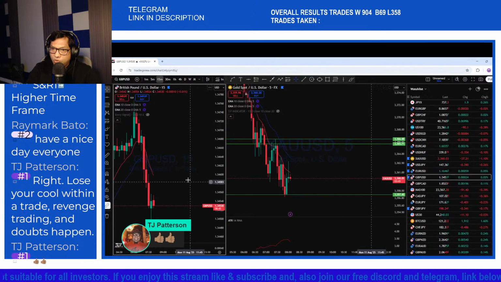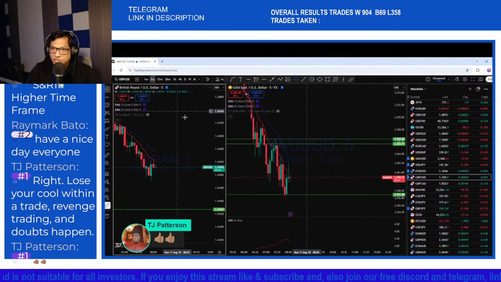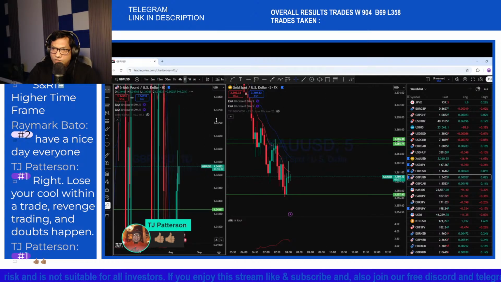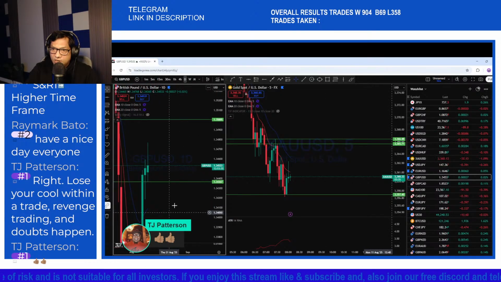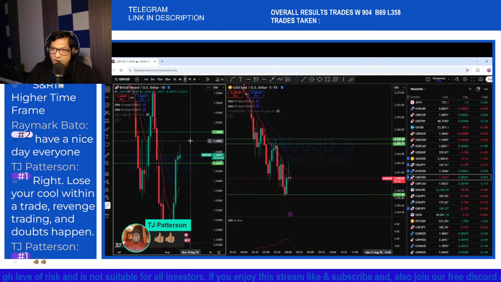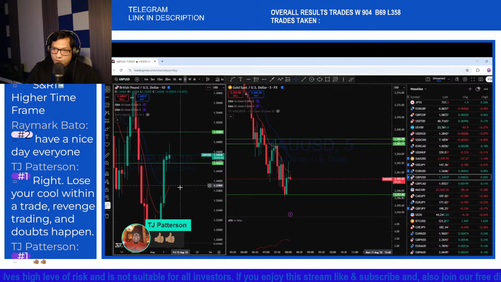If you look at British pound US dollar, here we can see GBPUSD from the daily. After this high, the market is trying to break below here.